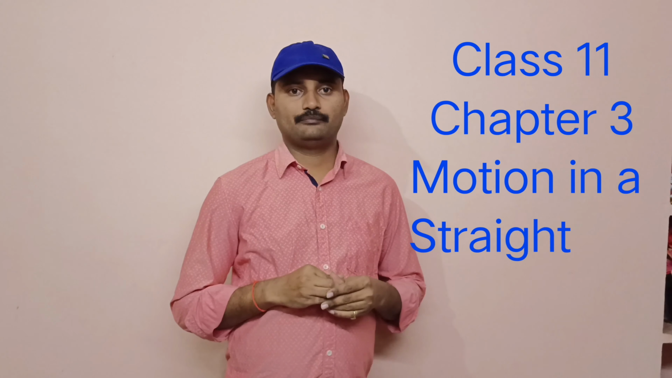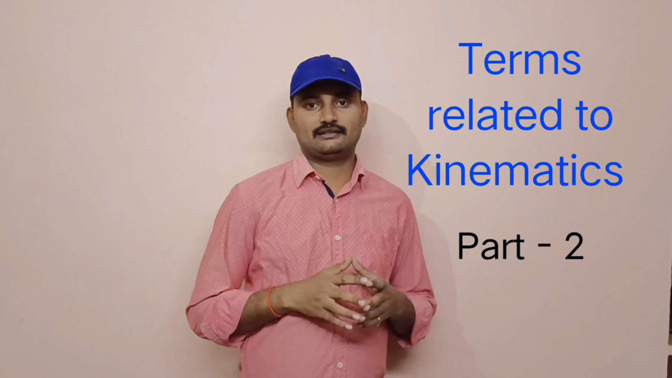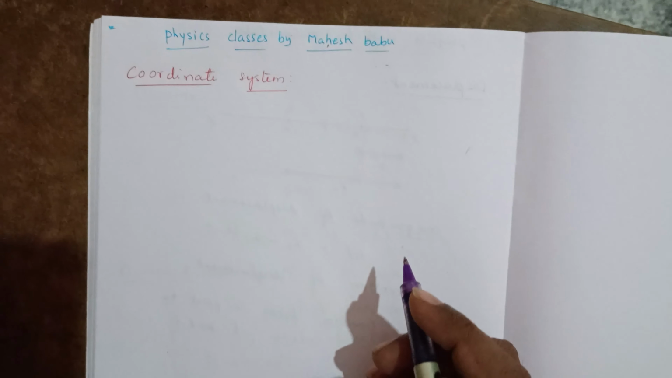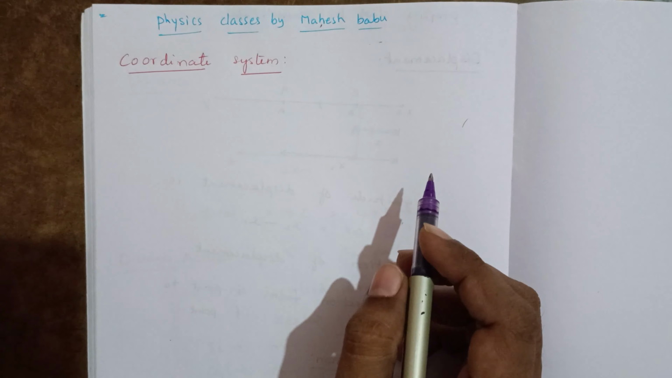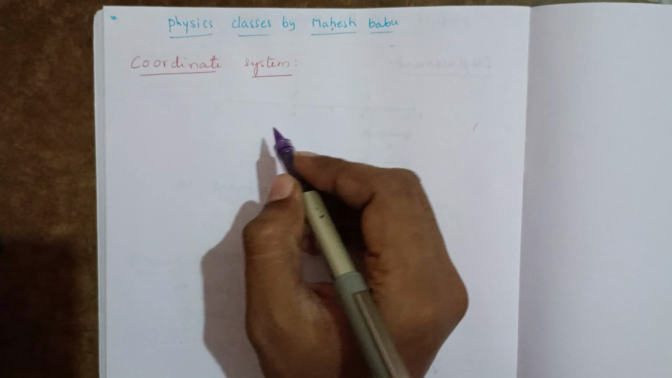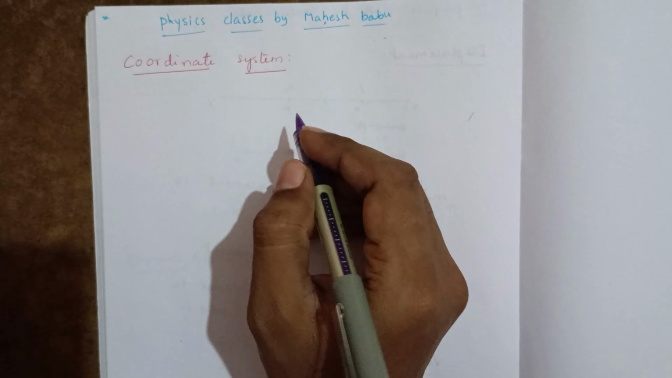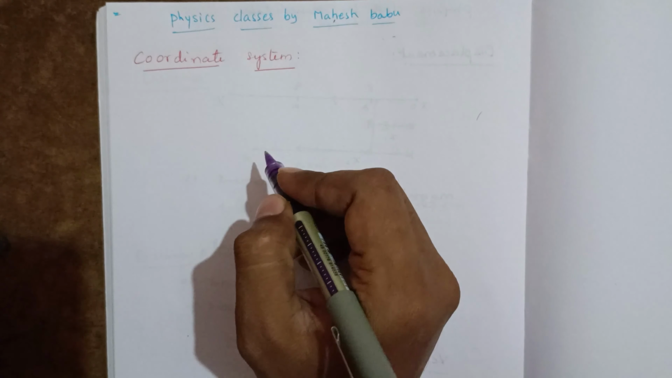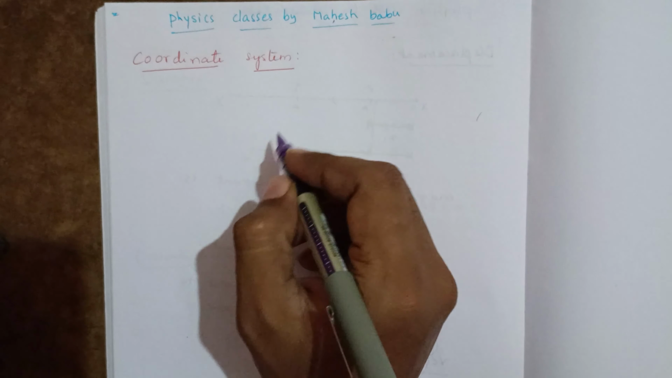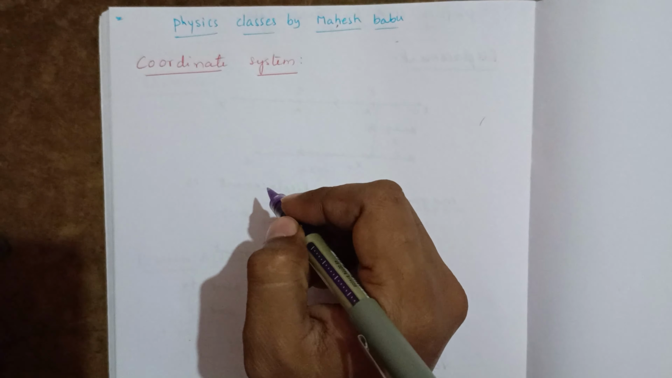Today we will discuss class 11 chapter 3, motion in a straight line. In this chapter we will discuss basic terms related to kinematics. In the previous class we discussed rest, motion and fixed points. To describe whether a body is in motion or at rest, we need fixed surroundings.